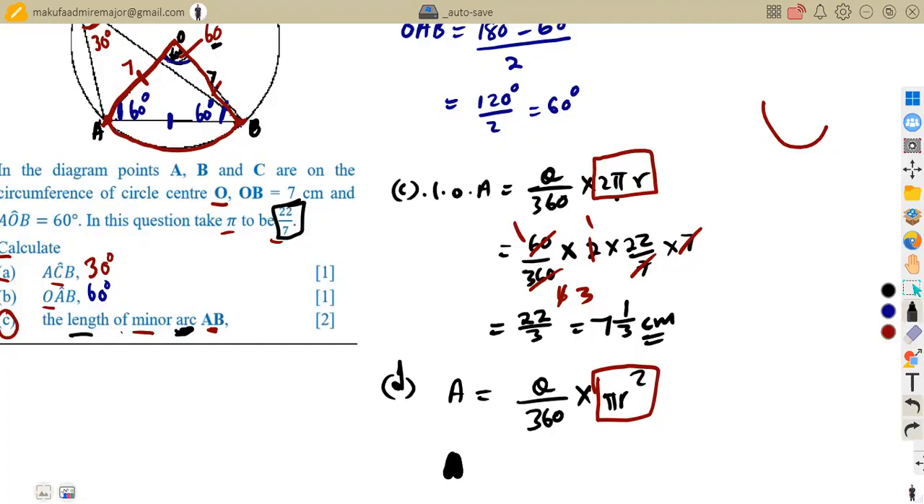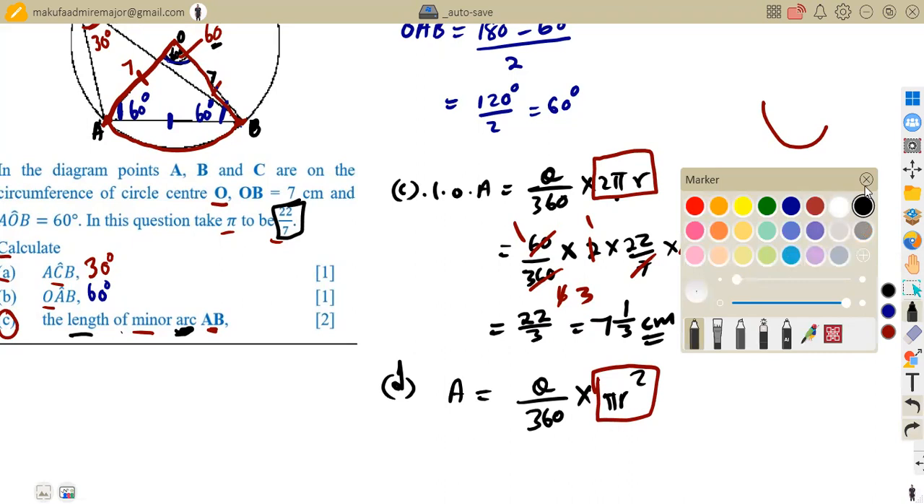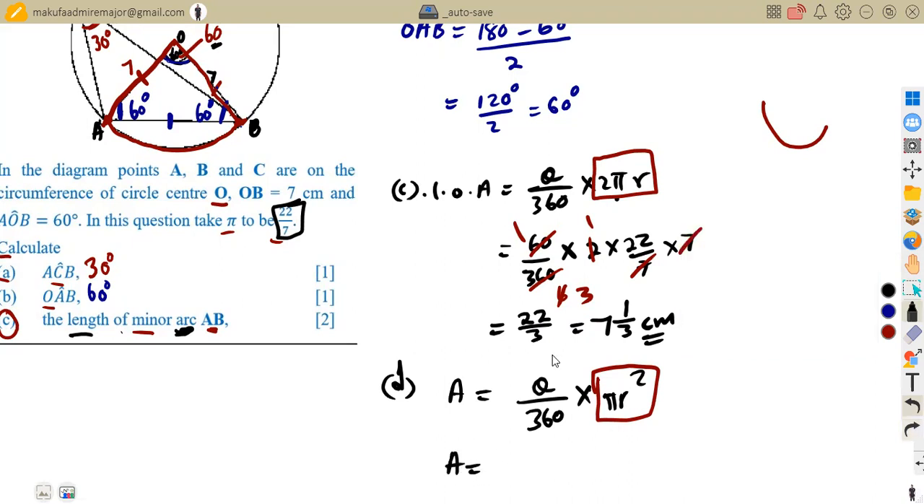Sorry, let me reduce this one. Let's have our area now. Substituting our values, theta is 60 degrees. So that's 60 over 360 times pi. Remember, we use the given pi, which is 22 over 7 times the radius. Our radius there is 7 squared. So remember, it's radius squared. So it's going to be 7 squared.